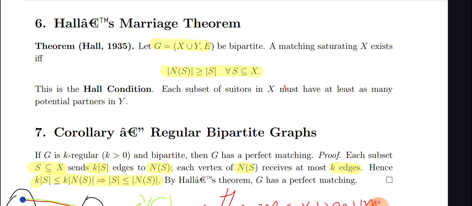Exactly. And this leads directly to an incredibly strong result for a special kind of bipartite graph. The regular ones. Regular bipartite graphs. Where regular means every single vertex has the same degree. Let's call it k. The source says that if a bipartite graph is k-regular and k is greater than 0, it must have a perfect matching. A huge guarantee just from symmetry.